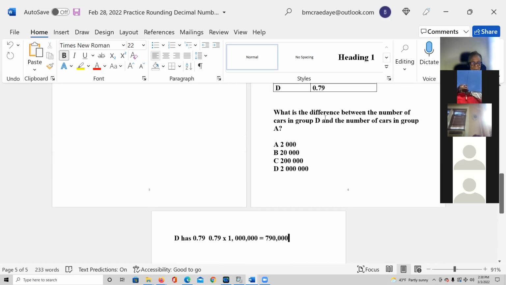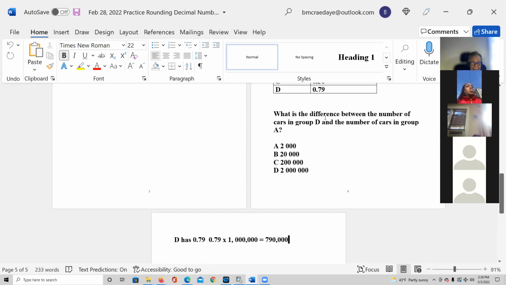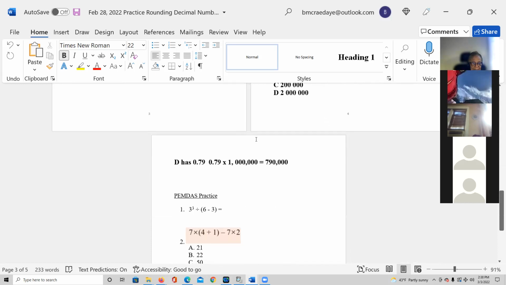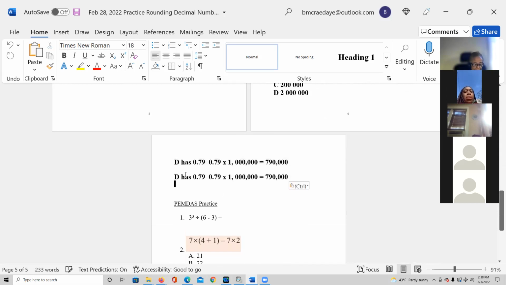Now, what about A? We're comparing that with A. A has 0.59, right? So let me just copy this over, and this is A. So A has 0.59. What does that translate to, Mercedes? What's 0.59 times a million?